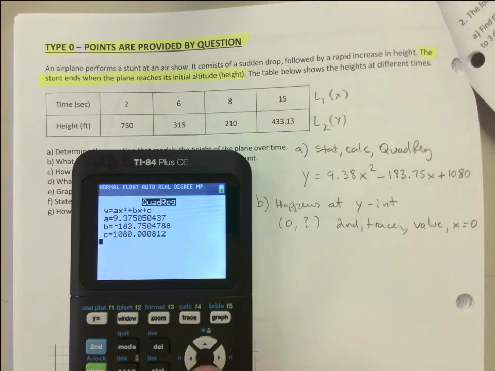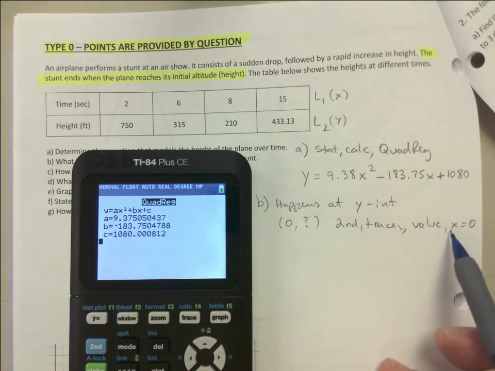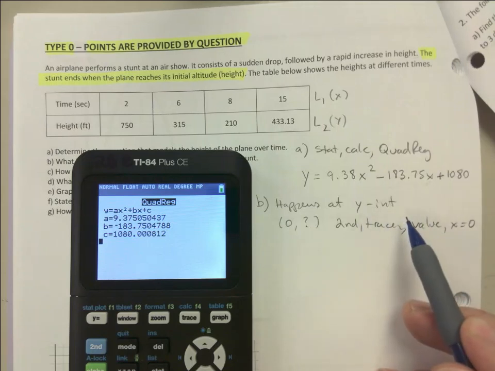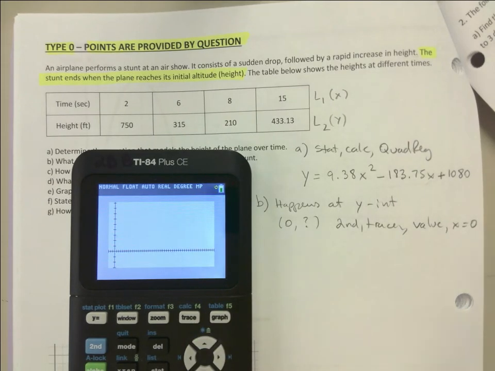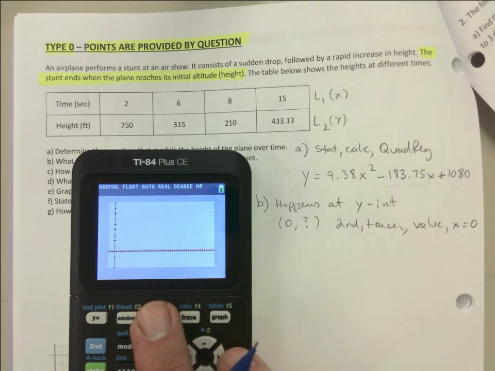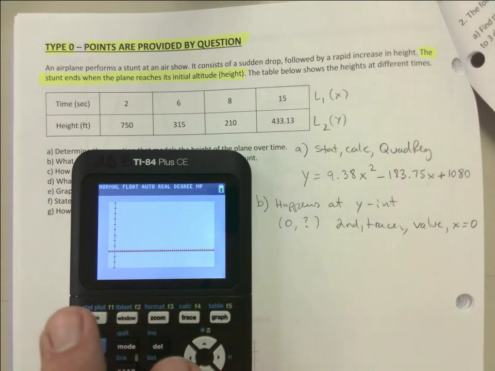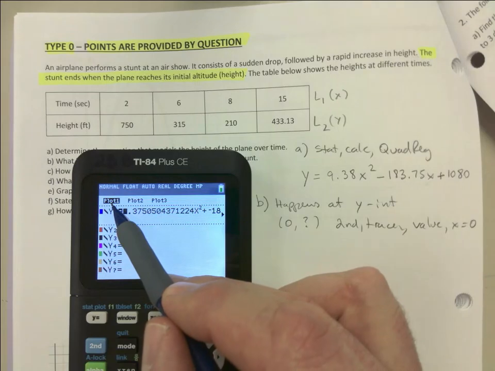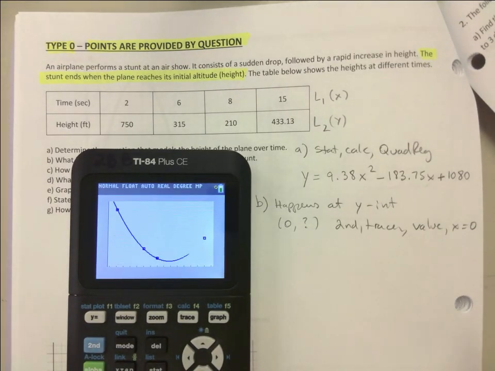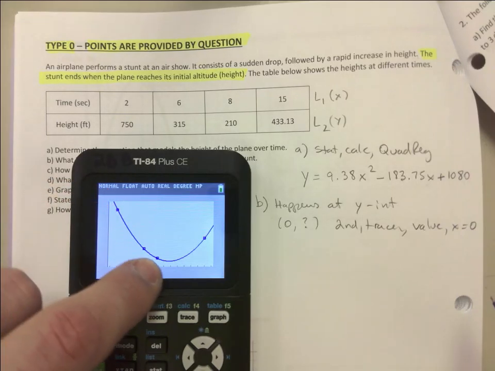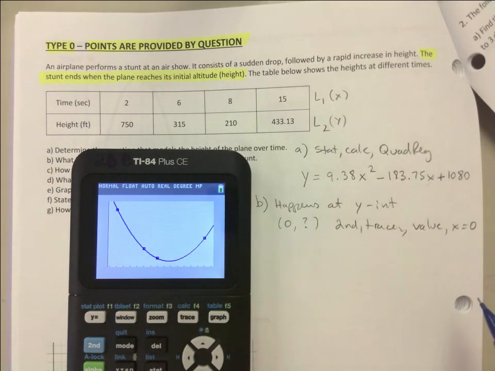Okay, if you want to do this, you need to make sure your graph actually has everything you need. So let's hit graph at this time. Oh, I didn't do the zoom stat, right? Zoom stat, I didn't do that, so I'm not going to see anything. I'm going to go make sure plot 1 is turned on, and then you press zoom and zoom 9 or zoom stat. And it gives you a pretty good picture of what's happening. The plane drops, reaches the lowest altitude, and then goes back up.